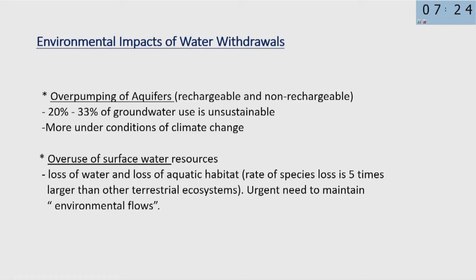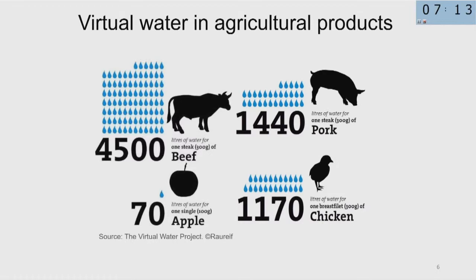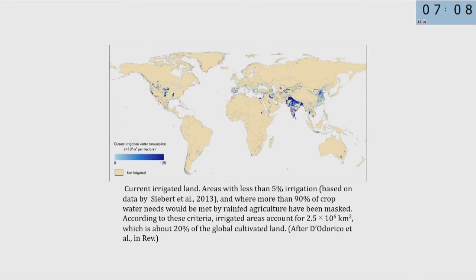As you can see, the rain-fed part is, and how important is the rain-fed irrigation for food production in the world?